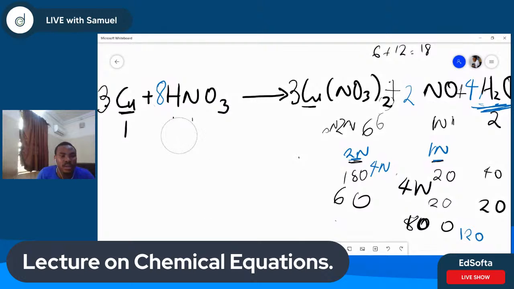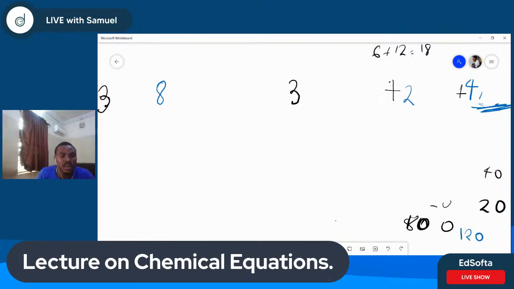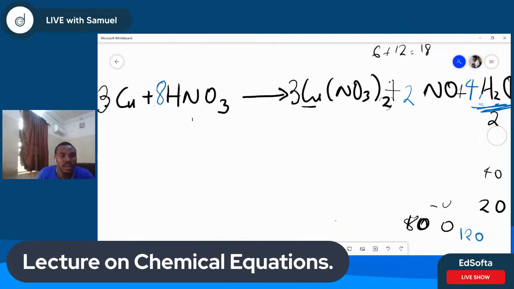Sure, it takes a while to balance the equation. But the first thing you need to know is that all the elements on each side must be equal. All the elements on each side must be equal.